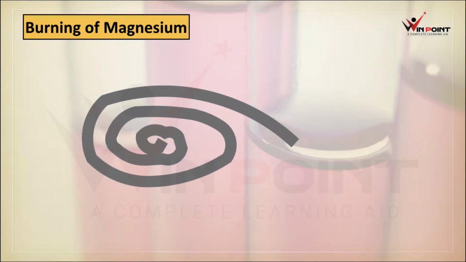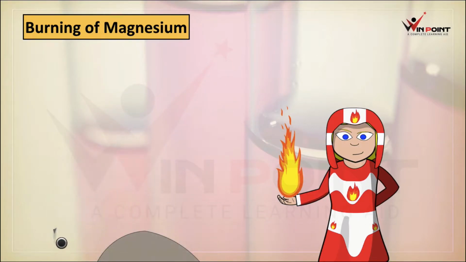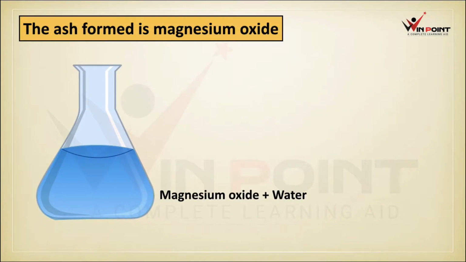It's a burning of magnesium. When we are burning it, it will change into ash. Here we will get ash. It is magnesium oxide. And this magnesium oxide we are going to add into water. This ash is magnesium oxide and we are adding this magnesium oxide into water and we are doing the same experiment. We are going to check the nature of this solution.